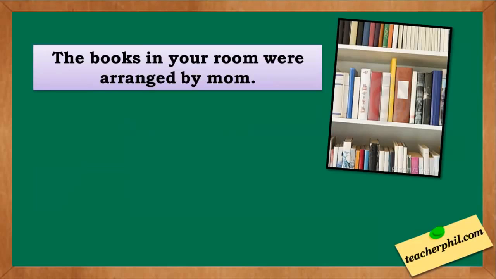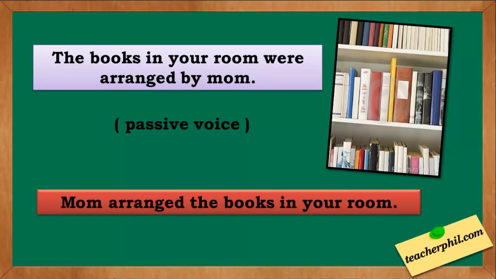The last one: the books in your room were arranged by Mom. This sentence is in what voice? The answer is in passive voice. Change it into active. The answer is: Mom arranged the books in your room. The subject Mom is the doer of the action, plus the verb arranged, plus the receiver of the action books. Did you get them right?